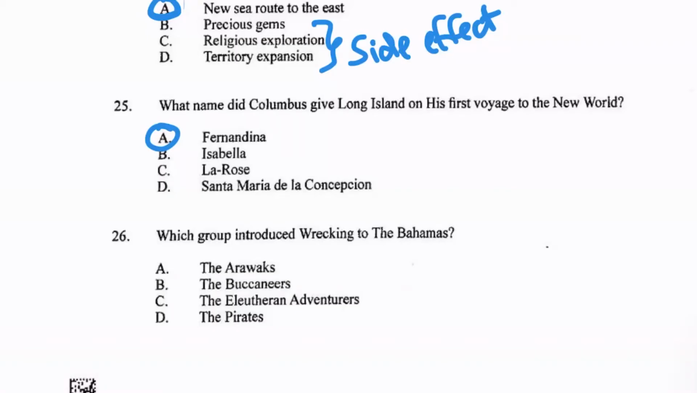Some people are saying the pirates. Some are saying the Lutheran adventurers. Okay, so the answer is C. If you'll remember, the Lutheran adventurers, when they came here, they got shipwrecked and they lost a lot of their belongings. So things were really tough for them for a while. And so they started the industry of wrecking. They started wrecking other ships in order to make it here in the Bahamas. So the answer is C, the Lutheran adventurers.